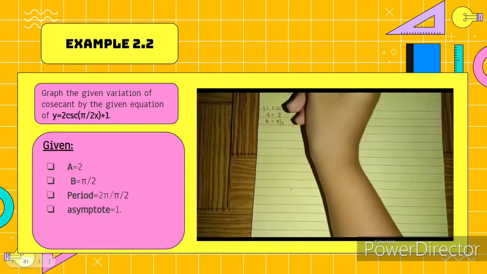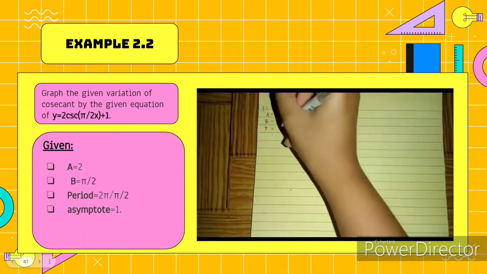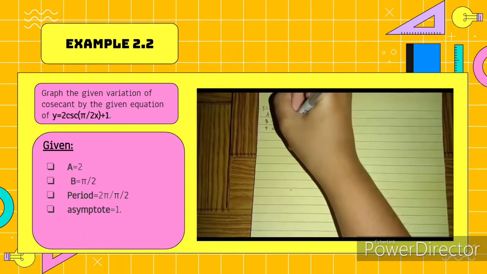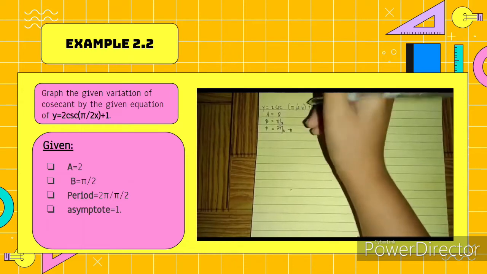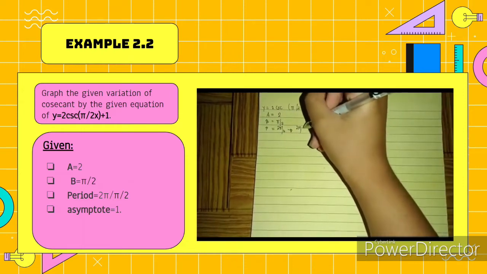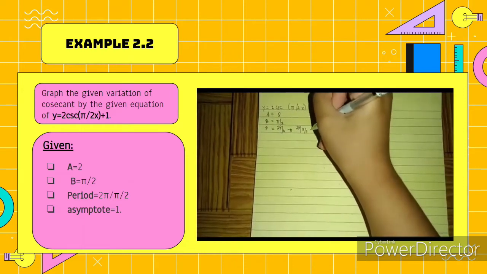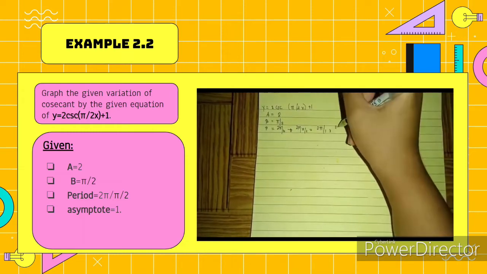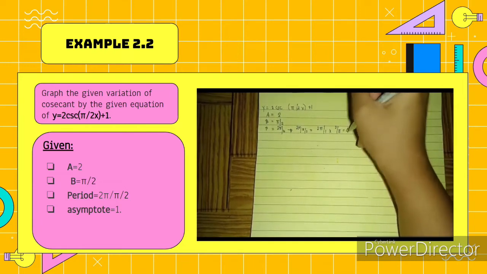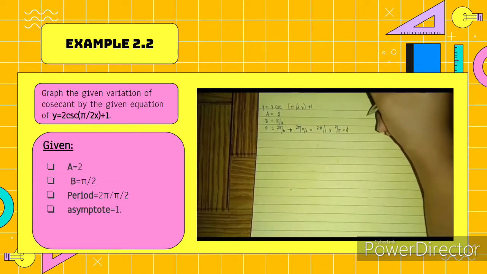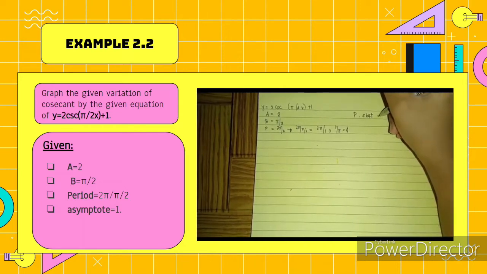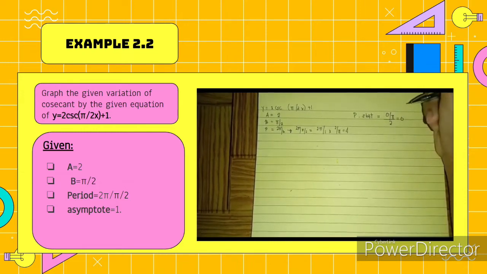And now for our last example, we have here our given, which is a is equal to 2, b is equal to pi over 2, p is equal to 2 pi over b, which is 2 pi over pi over 2. Now to completely get the period, we have here 2 pi over 1 times 2 over pi is equal to 4. Now we have here our phase shift, which is 0 over pi divided by 2 is equal to 0.